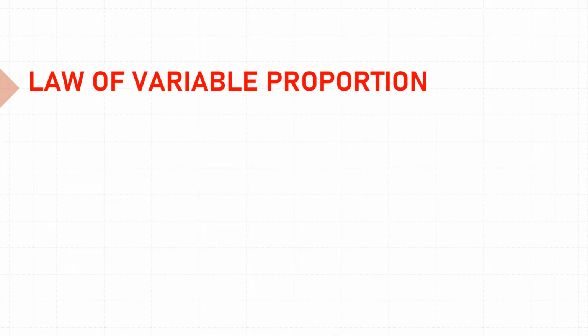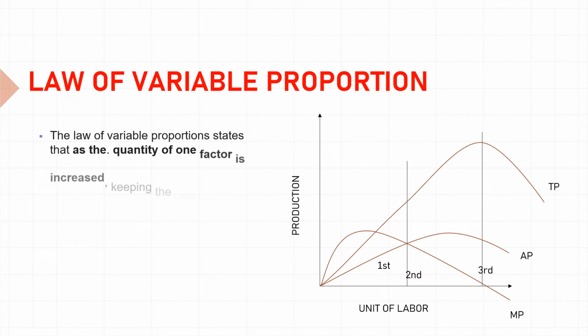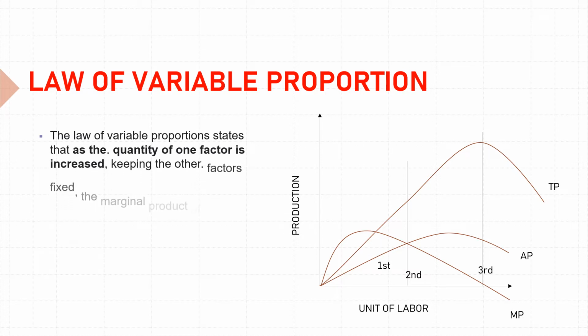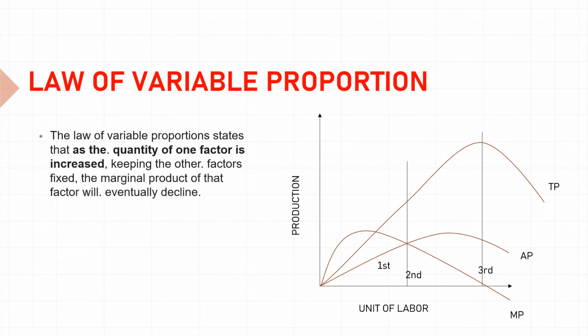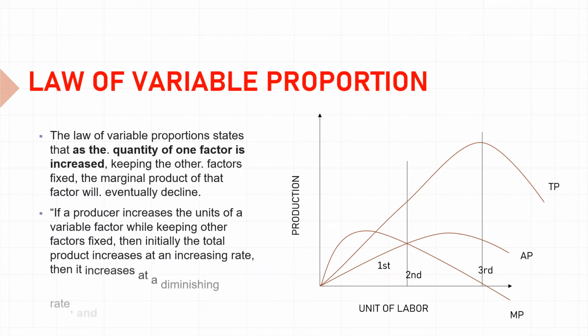Law of variable proportions. The law of variable proportions states that as the quantity of one factor is increased, keeping the other factors fixed, the marginal product of that factor will eventually decline. If a producer increases the units of a variable factor while keeping other factors fixed, then initially the total product increases at an increasing rate, then it increases at a diminishing rate, and it finally starts declining.